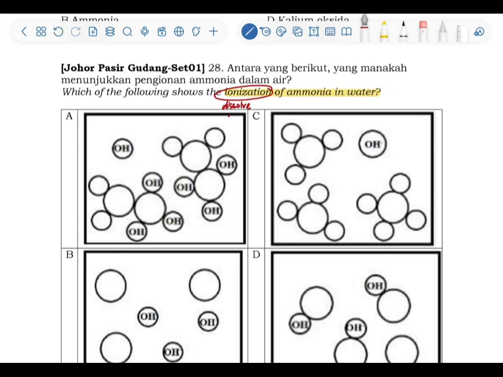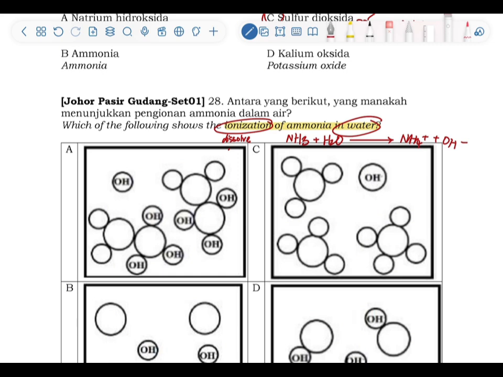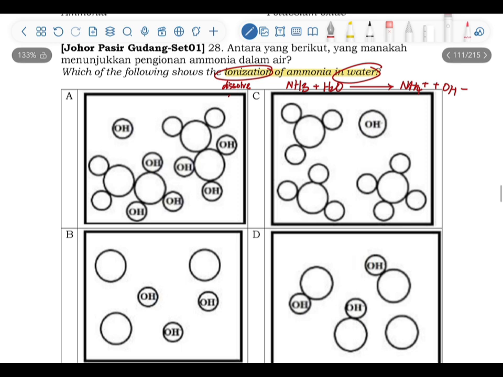The first thing you need to know is what is meant by ionization in water. You can understand it like this: the ammonia will dissolve in the water and produce the ion form, which we can write as the chemical equation NH3 plus H2O, and then form the ammonium ion with the hydroxide ion, one positively charged ion and another negatively charged ion. So first, look at A.